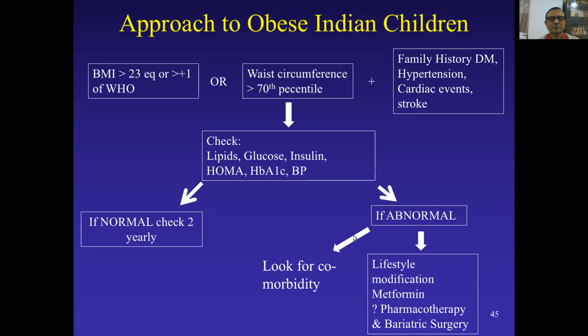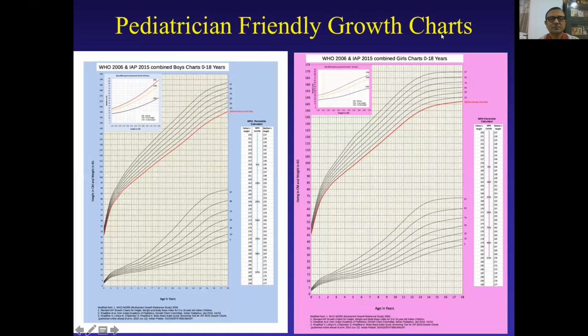Now, in this month's Indian Pediatrics, we have published these pediatrician-friendly growth charts. As you can see, these are actually IAP growth charts to which 2 more tools are added. Here, the BMI screening tool, where no calculation is required. And here, the mid-parental height calculation tool, where again, no calculation is required. We do request you to use the charts. They can be downloaded from the IAP website. They're free to use.